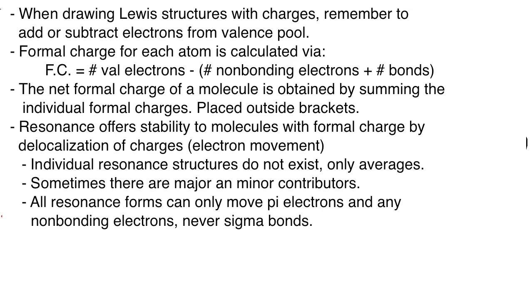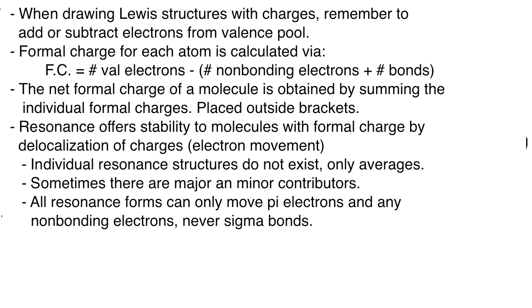Now, how do I get the net formal charge? The net formal charge of a molecule is obtained by summing up all of the individual formal charges, and then many times this value is placed outside of a set of brackets that contains one of the potential resonance structures that contains that formal charge.